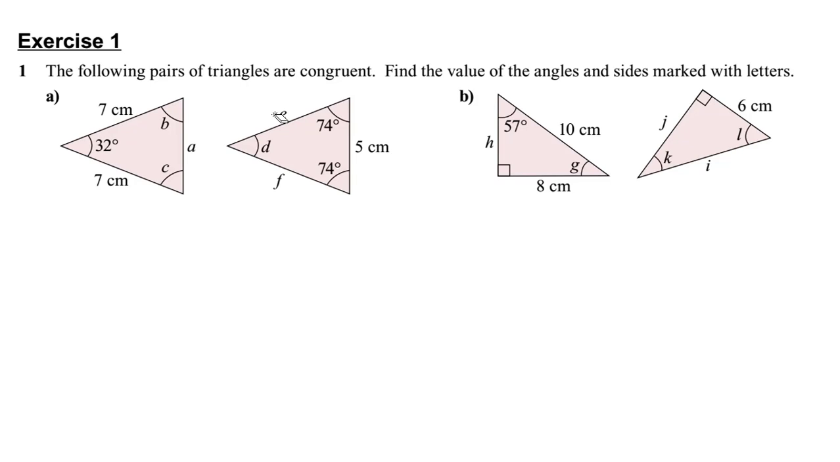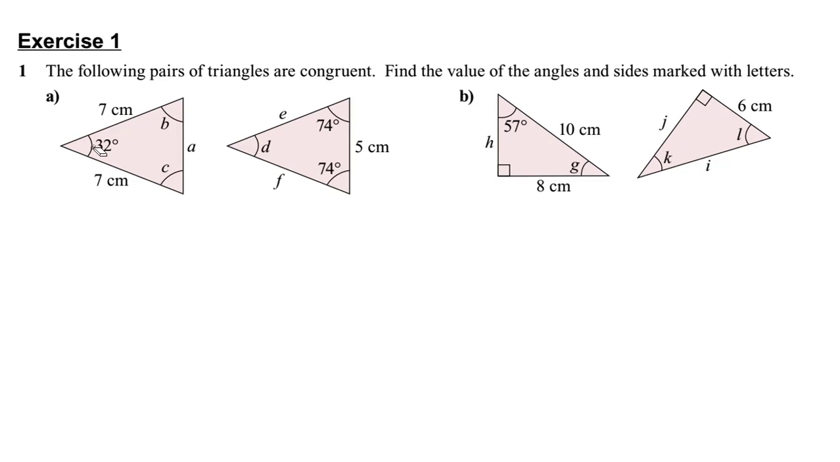Okay, I hope you've tried it. Right, so it says the following pairs of triangles are congruent. Find the value of the angles and sides marked with letters. If they are congruent, it means they are exactly the same thing. So corresponding angles are equal, corresponding sides are equal. That's what it means. Now, A is very easy because these triangles are facing the same direction.